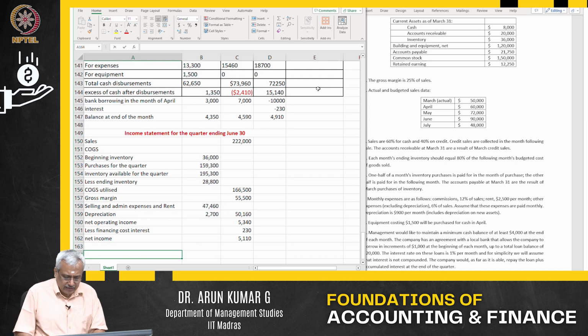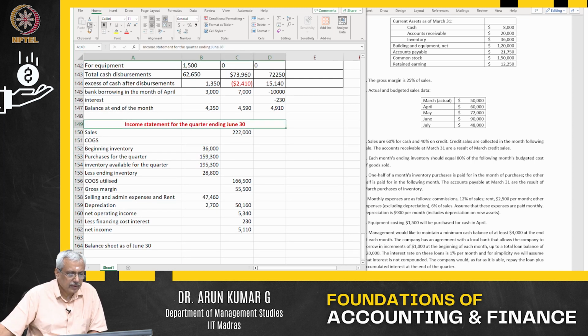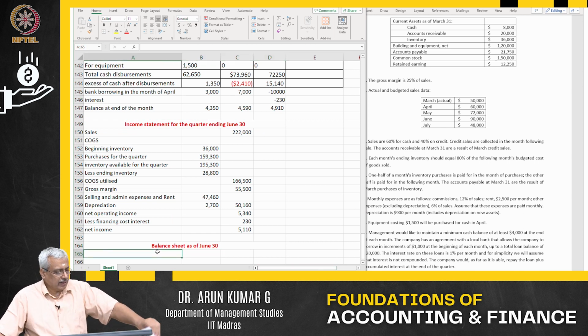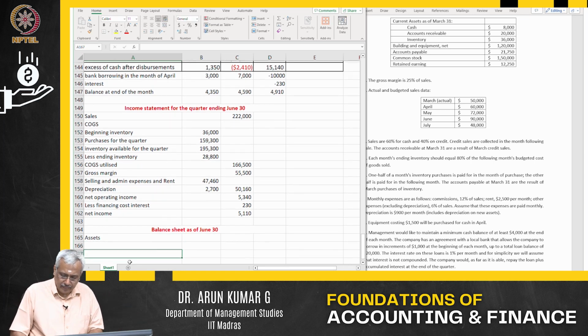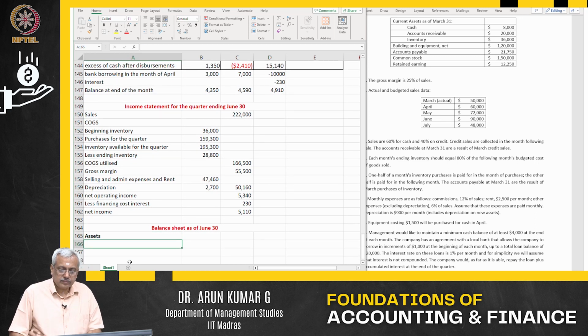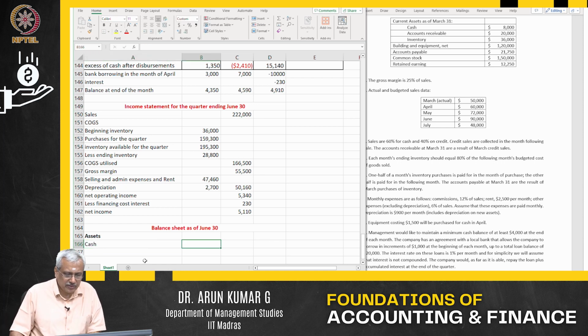Next we do what is called as the balance sheet as of June 30. Let us look at the balance sheet as of June 30 out there. Let me start with the assets. Let's go here. Cash. What is the cash balance you have? The cash balance what I have at the end of the quarter is right here for 910.